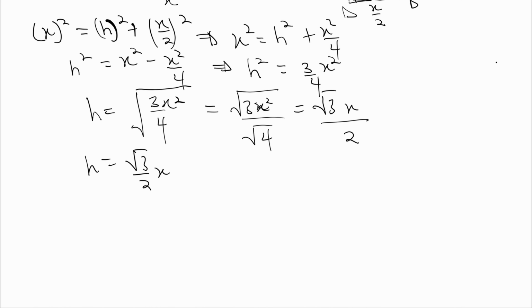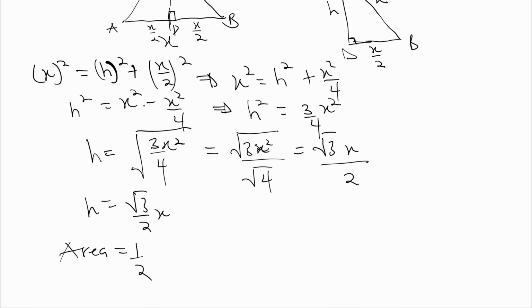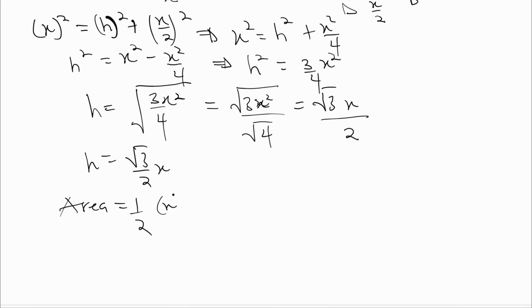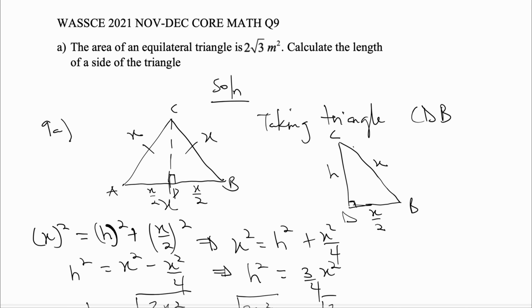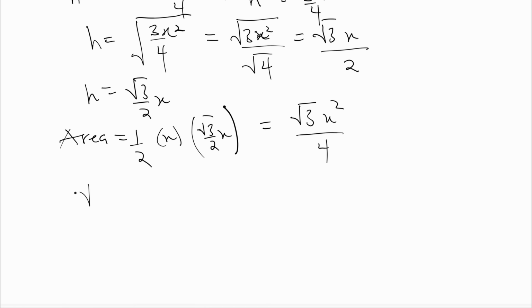Now the area we know is equal to half. So the area of the equilateral triangle is half the base, which is x, times the height, which is square root of 3 over 2 x. So this will be equal to square root of 3x squared all over 4. Now we know that this is equal to 2 root 3. So square root of 3 over 4 x squared is equal to 2 root 3.